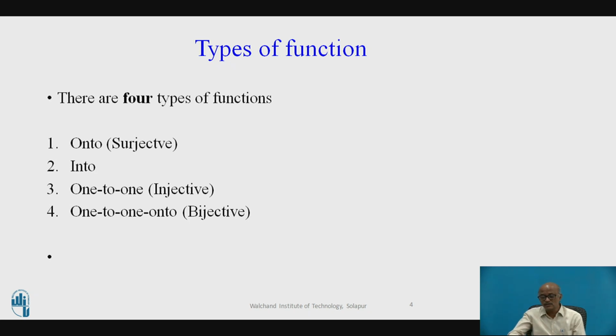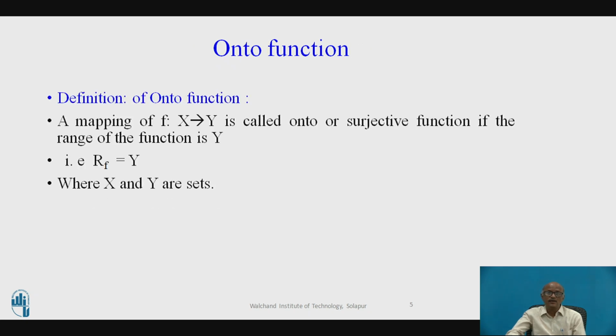Okay, I will just take you to the next slide. We will just review what is onto function. For a definition, a function f from set x to set y can be called an onto function if the range of the function is y. Okay. If the range of the function, that is Rf, is equal to set y, and not merely a subset of y, then it is called an onto function.